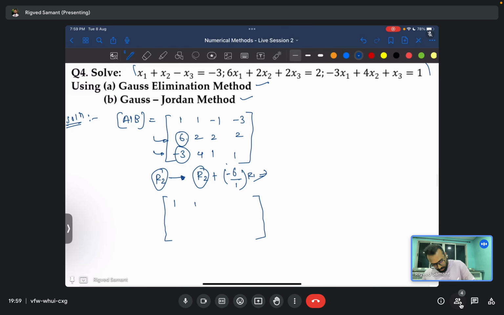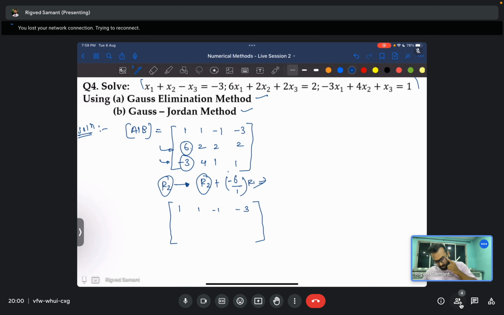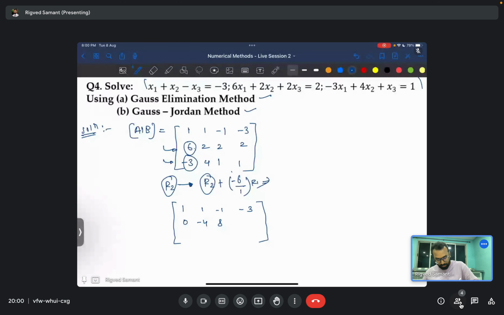So 1, minus 1, minus 3. This one would be 0. 2 minus 6 is minus 4. 2 plus 6 is 8. 2 plus 18 is 20. This would be 0. 4 minus 6 would be minus 2. 1 plus 6 is 7. 1 plus 18 would be 19, right?